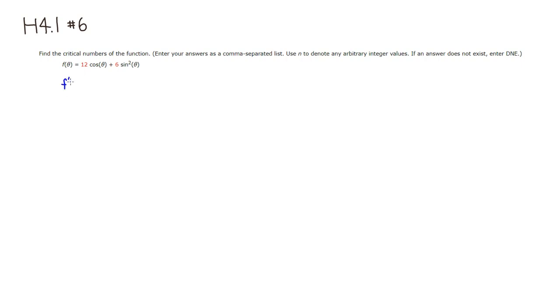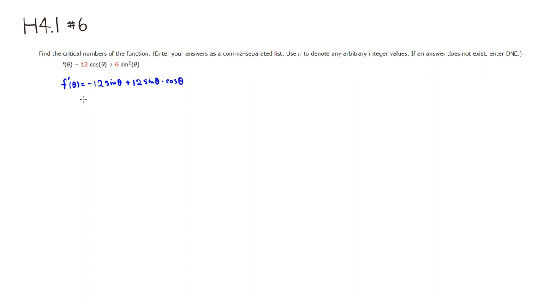So f prime of theta is equal to, 12 is just a number, and the derivative of cosine is negative sine, so you have a negative sine of theta. For the other term, the derivative is: put 2 in front, 6 was there, so it's going to be 12 sine of theta, reducing the power by 1. Then multiply by the derivative of the inside, which is the derivative of sine of theta, cosine of theta. So we have that.